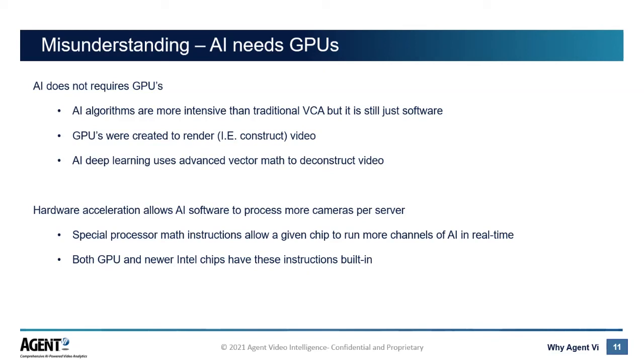AI deep learning uses vector math to deconstruct video. Now, the reason I'm explaining this is that GPUs still have some of those advanced vector math instructions that help us deconstruct video. However, AI software benefits from hardware acceleration, but we really just need a few special vector instructions to run our algorithms efficiently. And now a lot of the newer Intel chips have those same instructions built in.